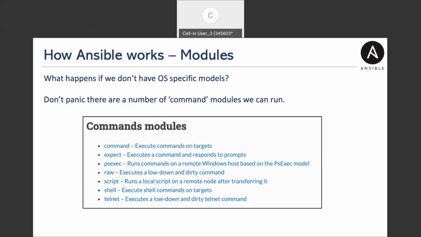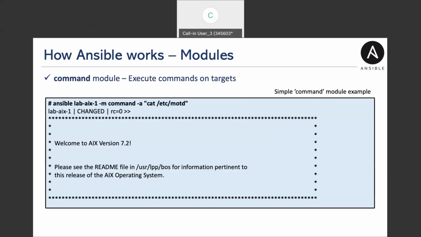What happens if there aren't OS-specific modules? Well, we don't have to worry about it. We've got a number of modules that allow us to execute commands, scripts or shell commands on our clients anyway. So we've got command, script, shell, and raw, which is a raw command. An example: if we wanted something simple like cat /etc/motd, we could run Ansible with the command module and -a cat /etc/motd, which shows the entries for the message of the day. So again, we just call the module command and pass it the attributes.